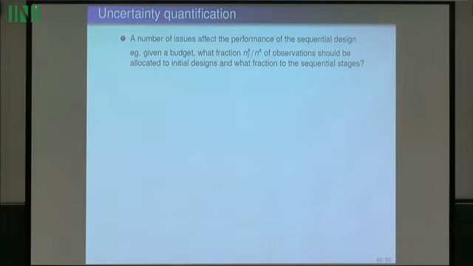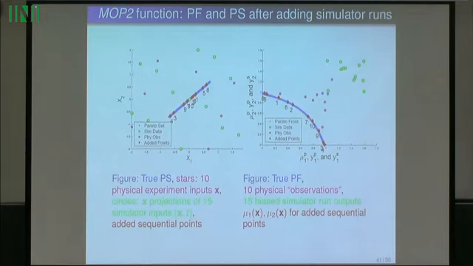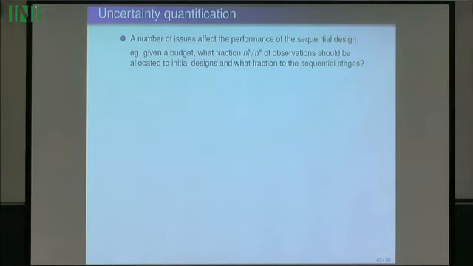Oh, yeah, before I do that. Okay, so we started here with 15, the green observation, 15 points from the simulator, and we added 10. Should we have started with 10 and added 15? Should we have started with 2 and added 13? So that's another uncertainty question.